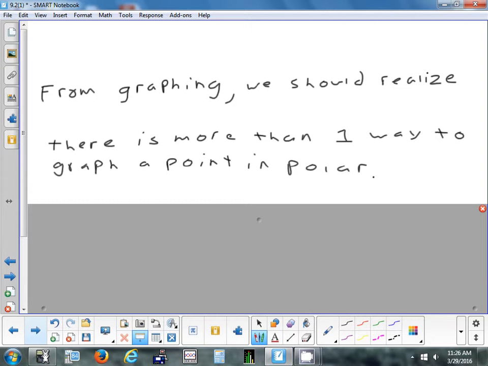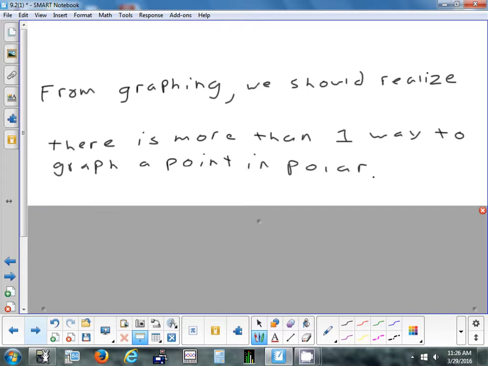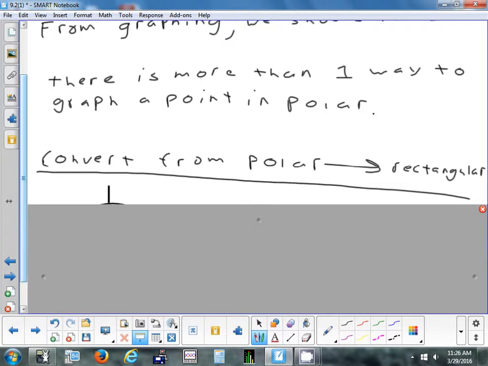I'm going to skip over that. All right, so from all the graphing we did, again, I want you to realize there's more than one way to write a point in polar. All right, next thing. I want to figure out how to convert a point in polar to a point in rectangular.